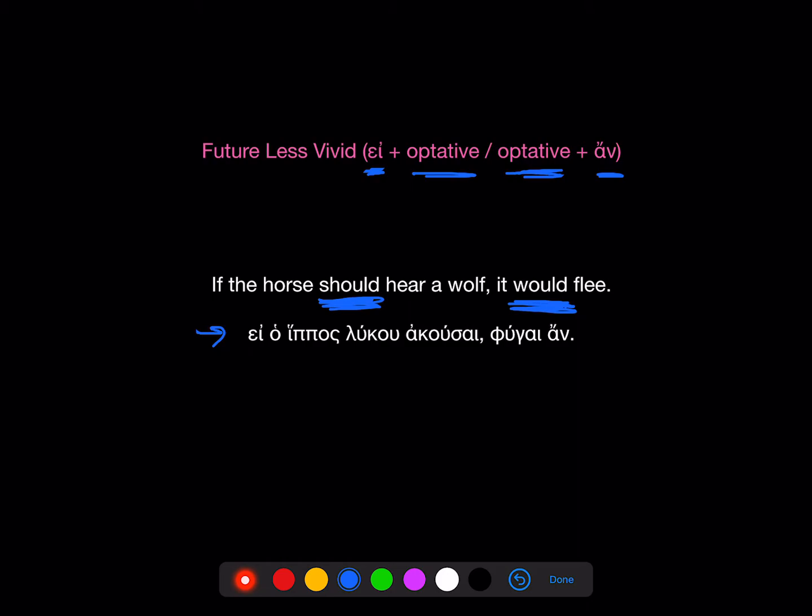Okay, so that's a review of all the kinds of conditional sentences. A thing I'll note is that in all of these conditional sentences, if you have a negative in the protasis, you're going to use μή. If you have a negative in the apodosis, you're going to use οὐ, right? So μή in the protasis, οὐ in the apodosis.